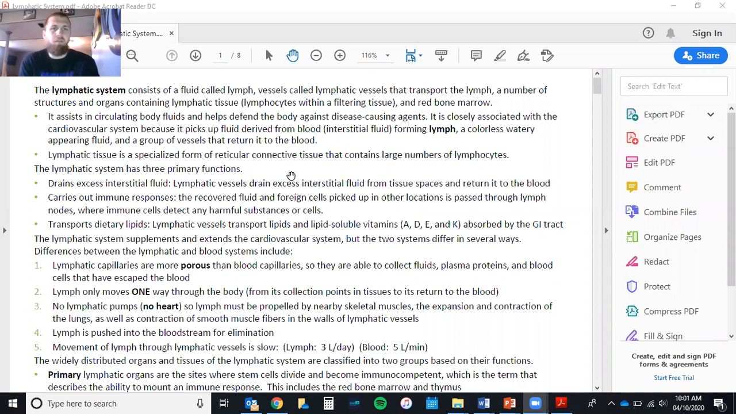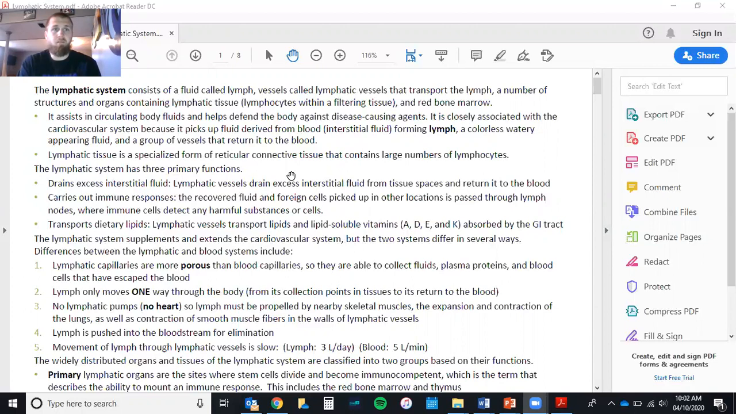Okay. Reading through, the lymphatic system consists of a fluid called lymph, vessels called lymphatic vessels that transport that lymph, and then a number of structures and organs containing lymphatic tissue, which is going to contain lymphocytes within a filtering tissue, and then red bone marrow. So right away in that sentence, right at the very first term, lymphatic system, the term lymph is in there. We talk about a fluid called lymph, lymphatic vessels, there's lymphocytes, so on and so on. Okay, lymphocytes, if you think back to our last lecture, were one of our types of white blood cells.